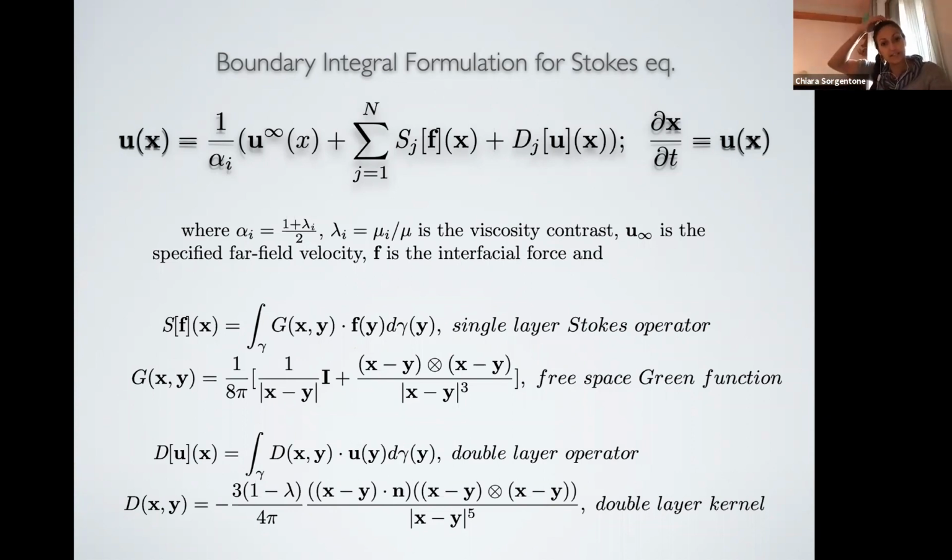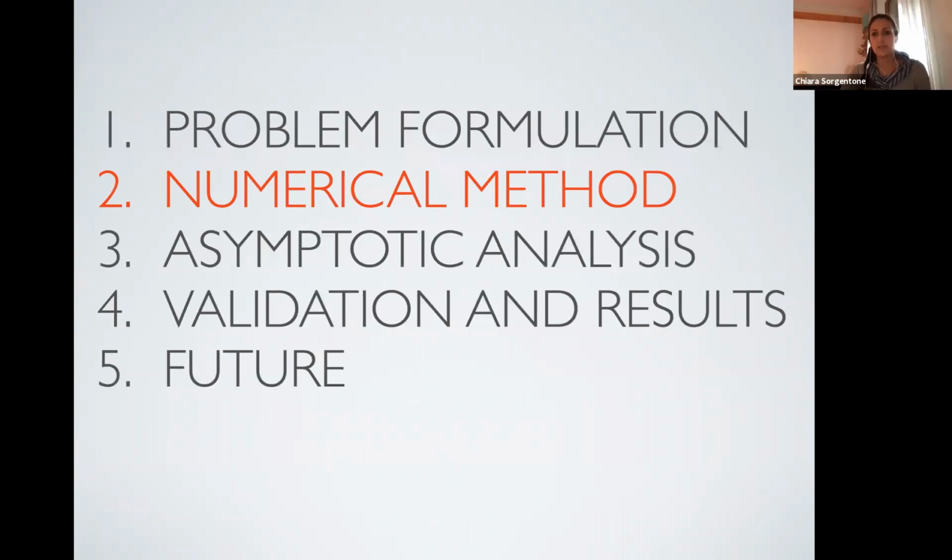Another advantage is that if we want to simulate a large number of particles, we need to couple our method with some fast method like FMM or Ewald summation, and those fast methods couple very well with boundary integral formulation. Of course, there are some drawbacks, like we have to deal with integrals, which may be tricky, but I will talk about it in a while. So let's go to the numerical method.